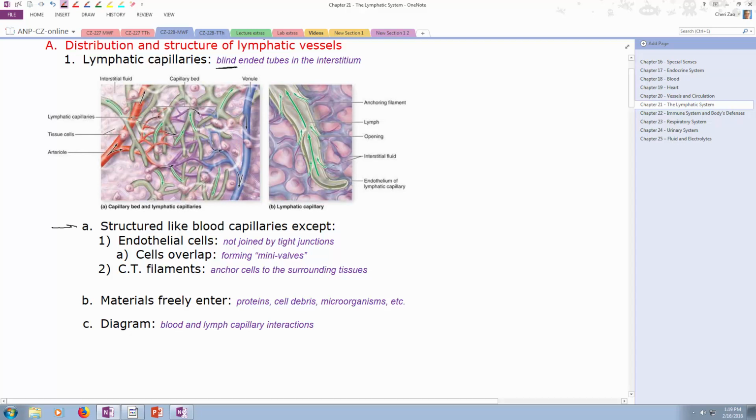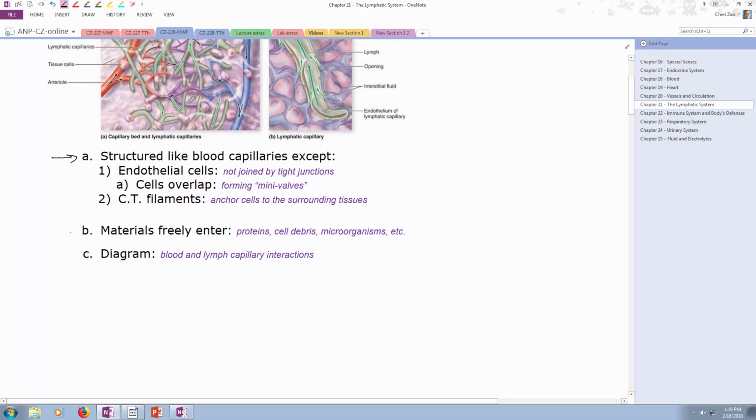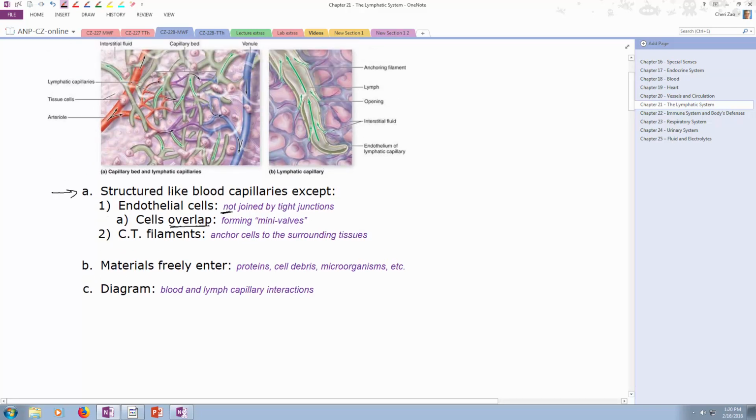Our notes state that they're structured like blood vessel capillaries, except the endothelial cells are not joined by tight junctions, and the cells actually literally overlap, and that ends up forming mini valves because they're not knitted together in this area of overlapping. They are literally just overlapping like you would maybe some pancakes on a plate.